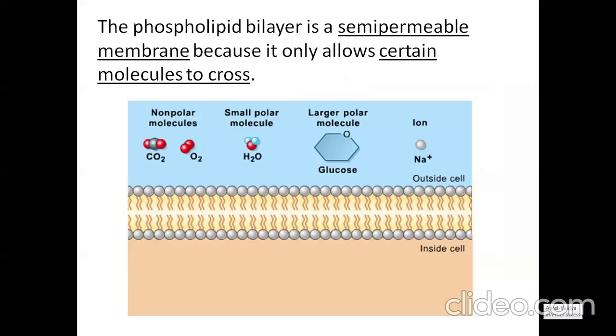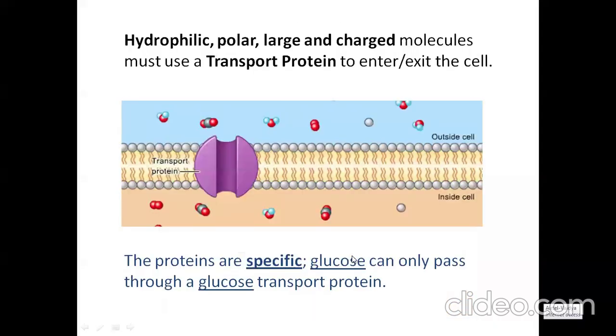So this is an example for a semi-permeable membrane. It allows only certain molecules to cross. So what are all the molecules? Non-polar molecules like carbon dioxide and oxygen, small polar molecules like water, larger polar molecules like glucose, and ions like sodium, potassium, etc. This is outside the cell membrane and this is inside the cell membrane. It needs to be transferred inside.